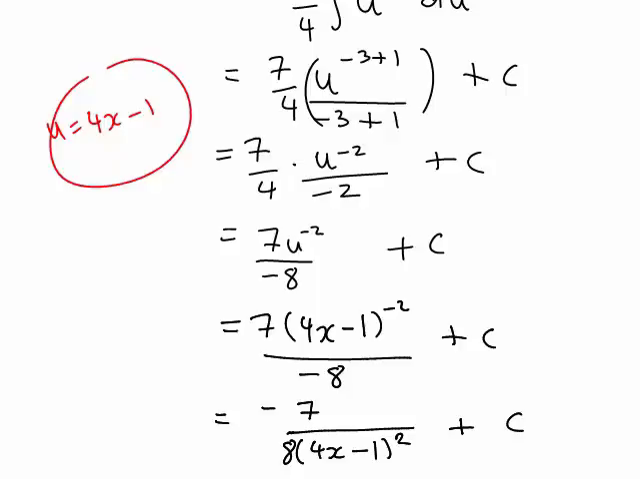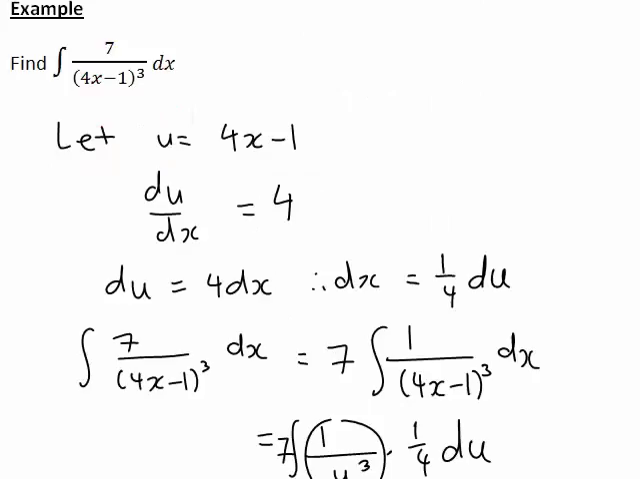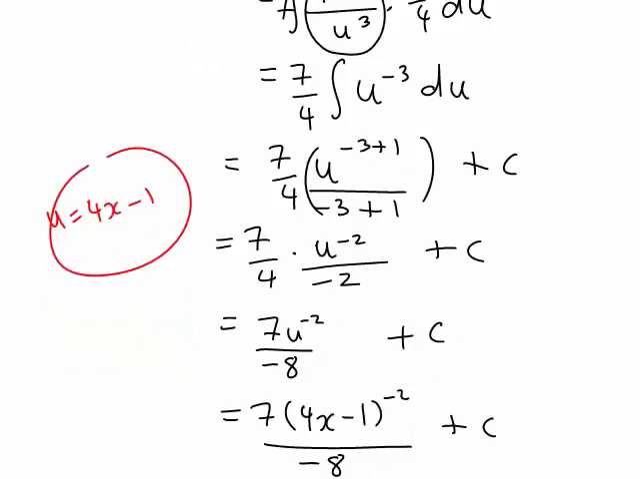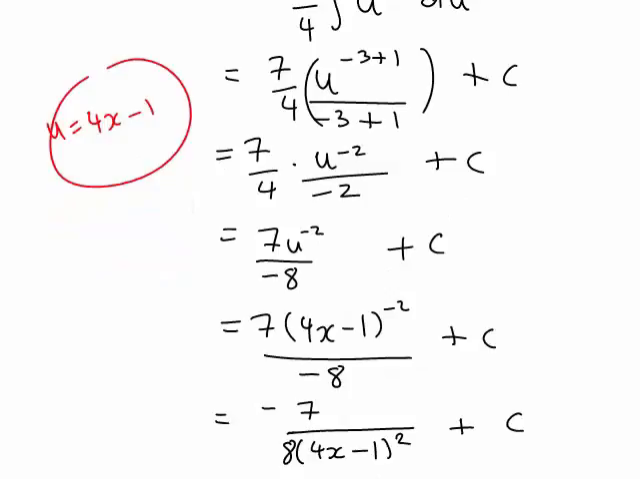So the process we used here is we started off by using a substitution where the expression 4x minus 1 was replaced with u, and that then made it possible to reduce our expression to a power, in this case the integral of u to the negative 3, so that we could then integrate that and substitute back our expression in terms of x at the end.